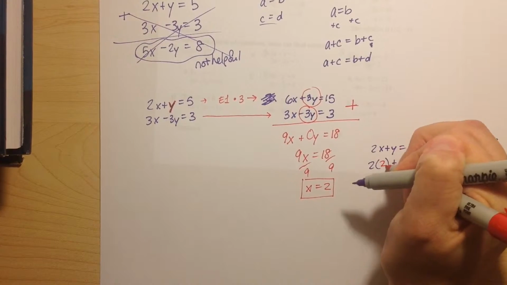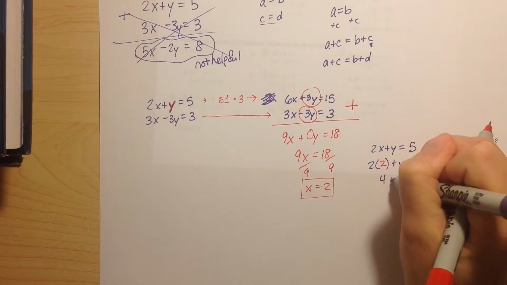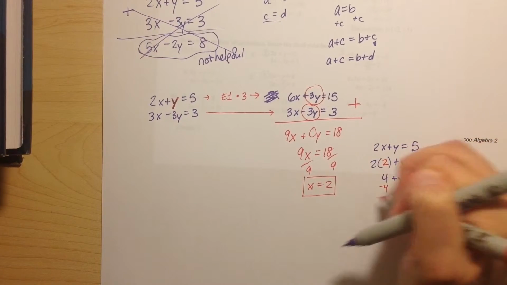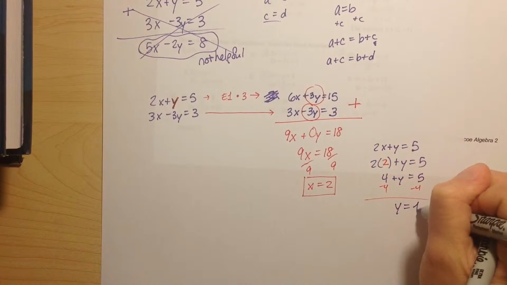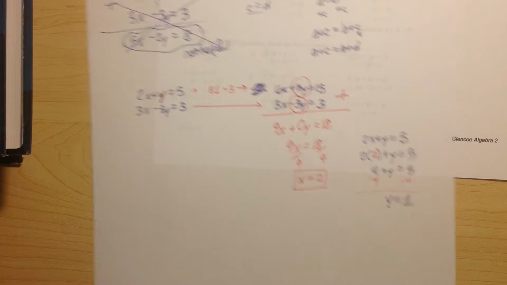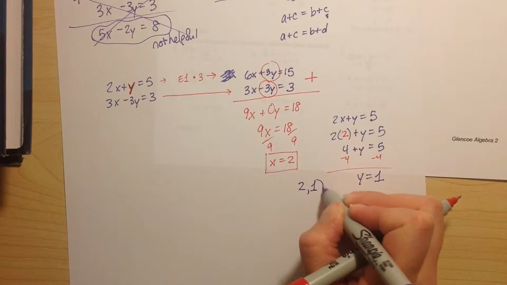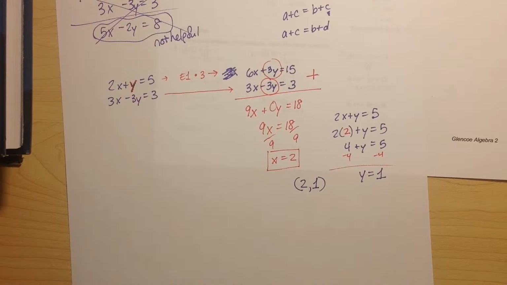If x is now 2, I get that 4 plus y equals 5. Subtract that 4 off to the other side. I get that y must be 1. Hooray! So that's my final answer. My xy ordered pair is (2, 1), using the elimination method.